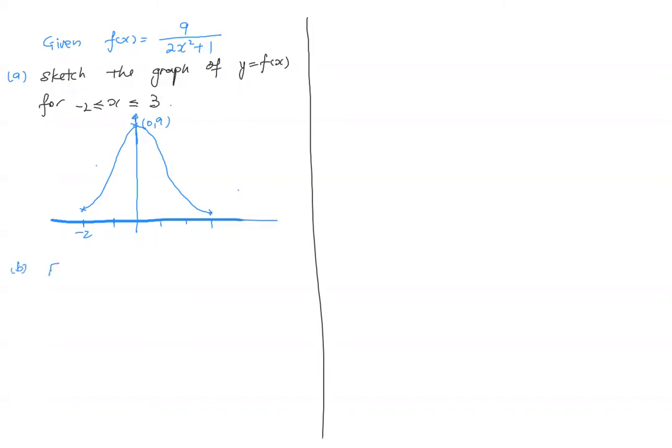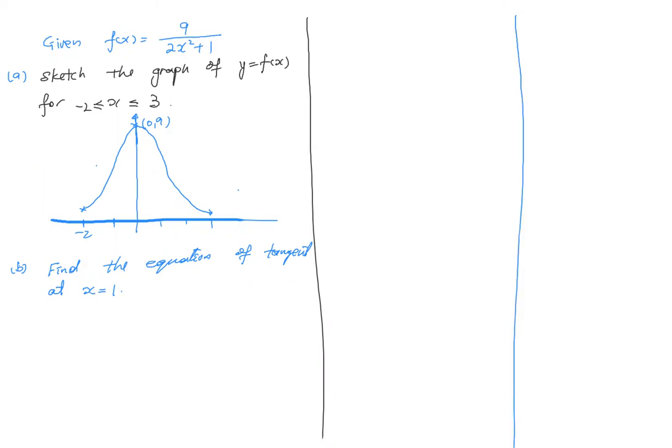to find the equation of tangent at x equal to 1. So how do we find the equation of tangent at x equal to 1? So what we do is, okay, because of time, we have to find the equation of tangent at x equal to 1.